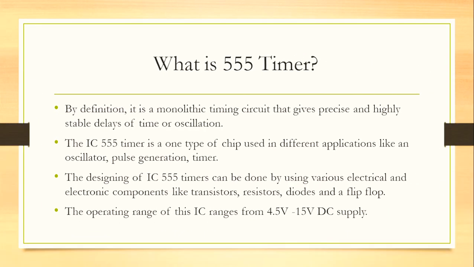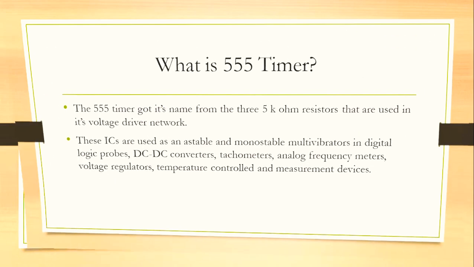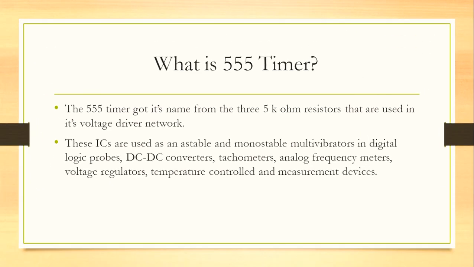And then, what is a 555 timer? By definition, it's a monolithic timing circuit that gives precise and highly stable delays of time or oscillation. It's an oscillator that provides oscillations. We get functions. And then where does the name 555 come from? The 555 timer got its name from the three 5 kilo ohm resistors that are used in its voltage divider network.